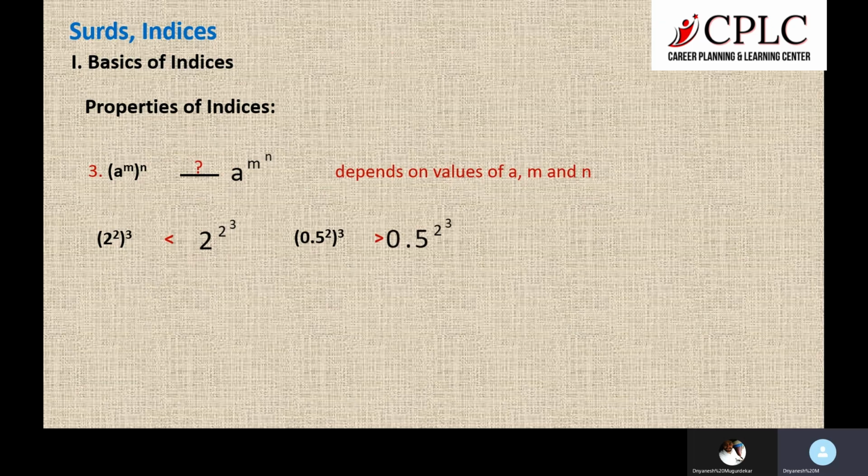0.5 raised to 6 on the left side and 0.5 raised to 8 on the right side. So 0.5 raised to 6 is bigger than 0.5 raised to 8. And for all you know, if the numbers turn out to be like that, then both the left and right side will be equal. Both will have 3 raised to 4. So all three results are possible. Hence we are saying that just by looking at the expression, we won't be able to compare. We would require all three values of a, m, and n.